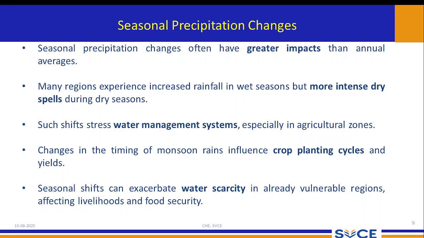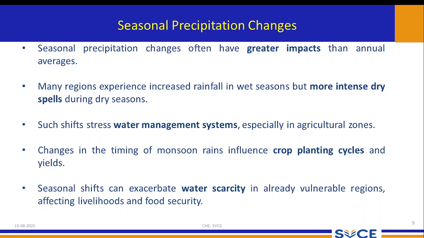Such shifts stress water management systems, especially in agricultural zones. So, if there is no rainfall during dry seasons, what will happen? More intense dry spells. That means scarcity of water may arise. Such shifts stress water management systems, especially in agricultural zones.